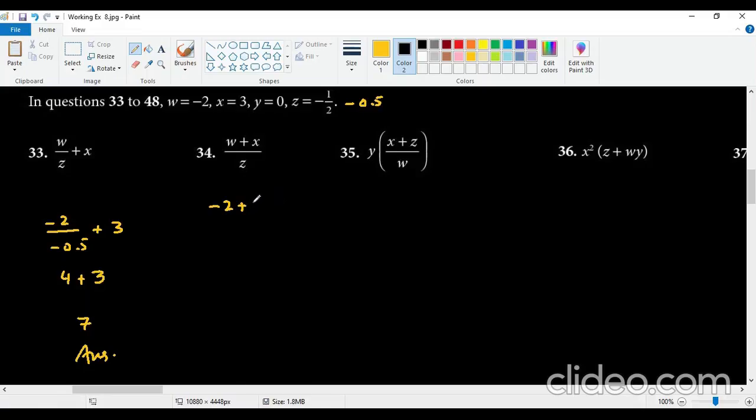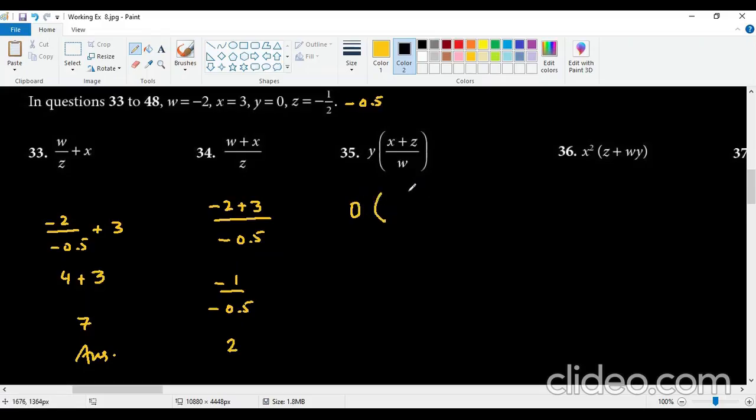Now w is in question number 34. W is negative 2 plus the value of x is a 3 divided by z, which is a negative 0.5. So negative 2 plus 3 is going to give you a 1, divided by negative 0.5. So 1 is divided by 0.5 is going to give you a 2. So positive 2 is going to be your answer.